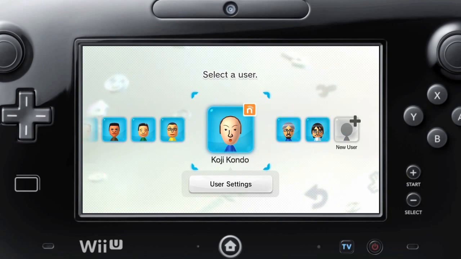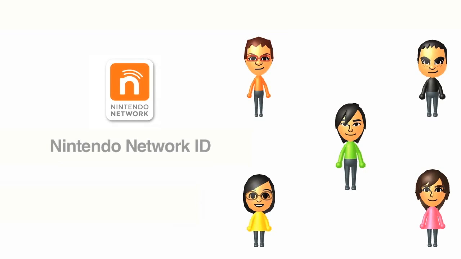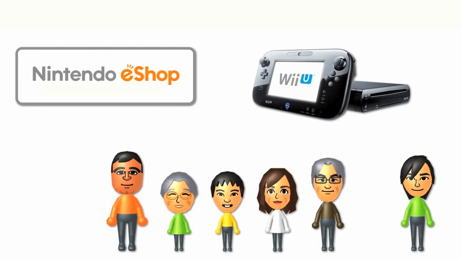Once you've set up your user accounts, you'll choose your own Mii each time you start up the Wii U system. To use network services on the Wii U, such as Nintendo eShop, Miiverse, Nintendo TV, and video chat functions, you must have a Nintendo Network ID. To register your Nintendo Network ID, you will need to enter a password, your birth date, gender, location, and an email address. The Nintendo Network ID you create will be used when registering other Wii U users as your friends on your system, similar to the friend codes we previously used. But that won't be the only way to do that.